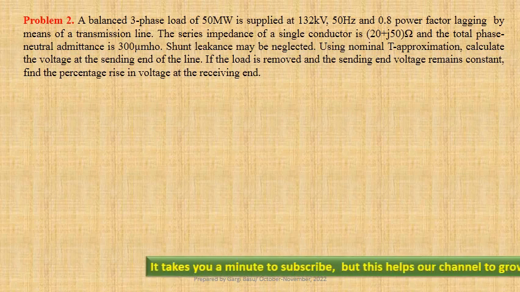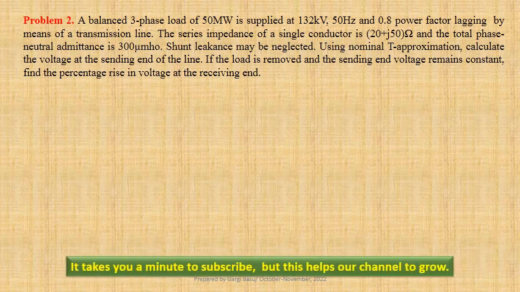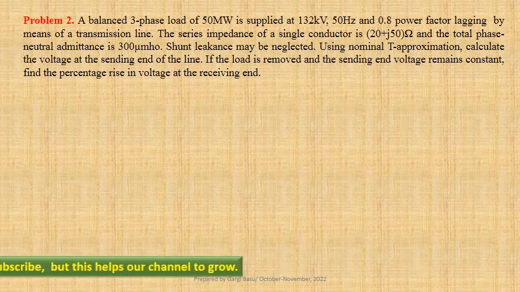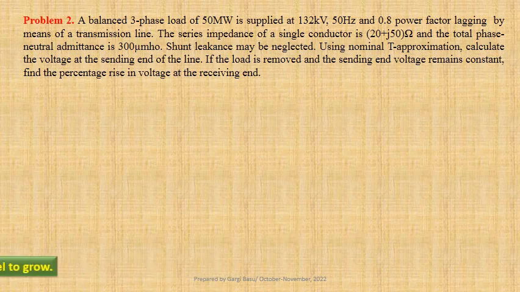Using nominal T approximation, we have to calculate the voltage at the sending end of the line. If the load is removed and the sending end voltage remains constant, we have to calculate the percentage rise in voltage at the receiving end. Let us now write down the given data.